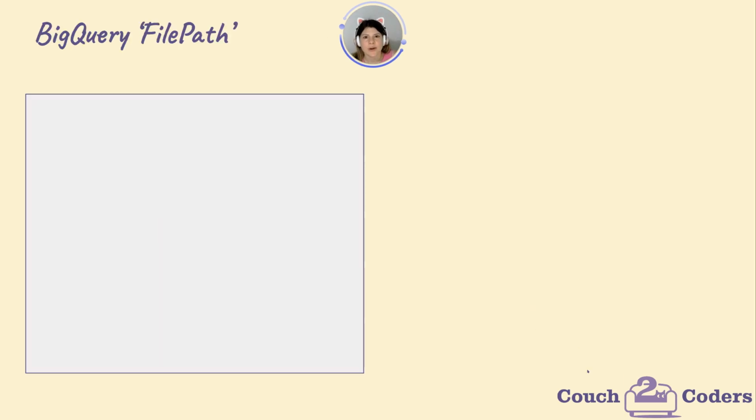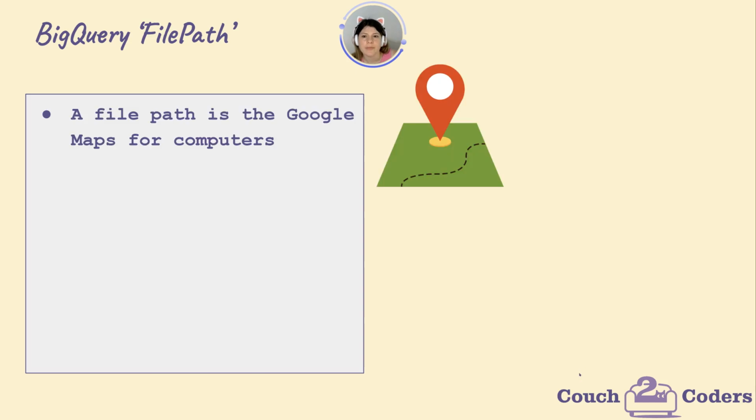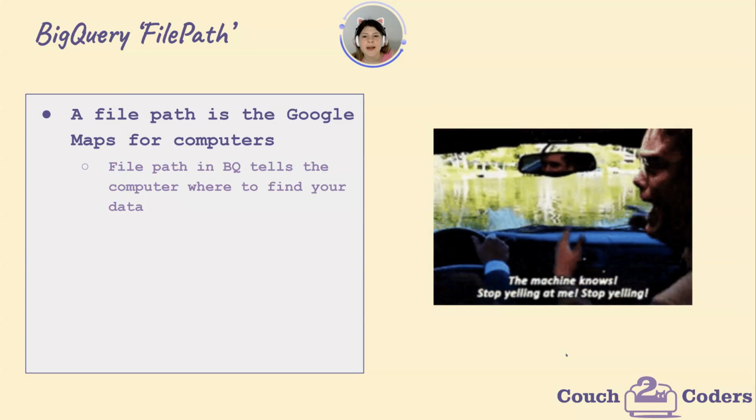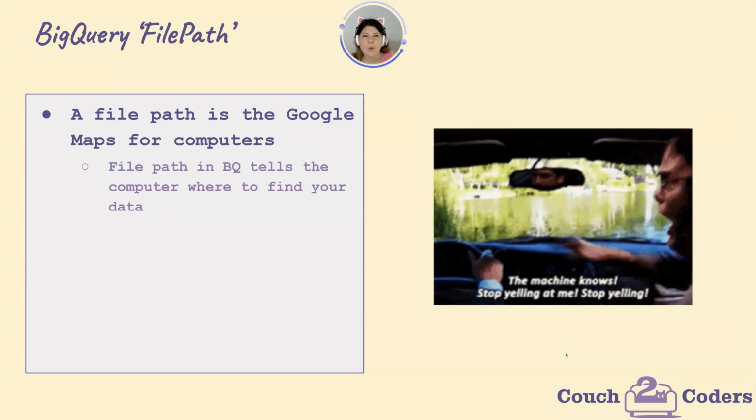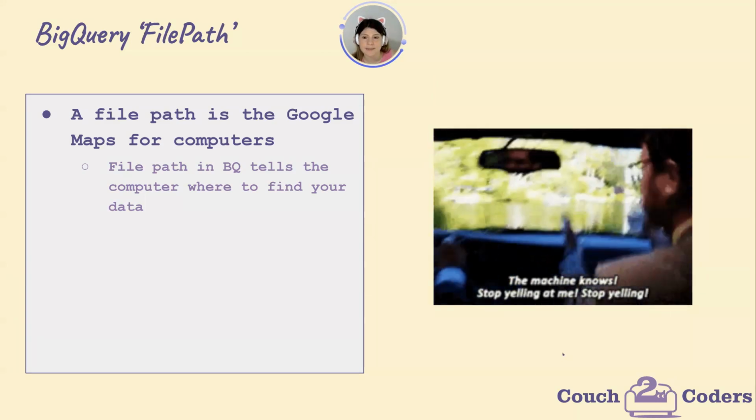So you might remember early on when I was talking about the from statement, I was talking about a BigQuery file path. That might be a word that you're not familiar with, so we're going to review it here. So a file path is the Google Maps for computers. This isn't specific to BigQuery. Your computer right now, if you wanted to pull up a Word document or a picture or anything, there's a file path that tells the computer where that data lives. So the file path in BigQuery tells the computer where to find your data.